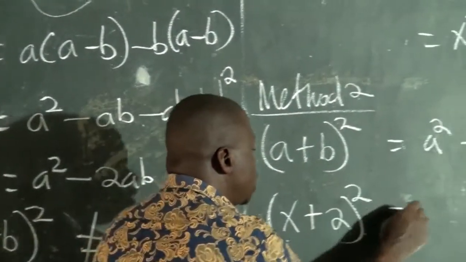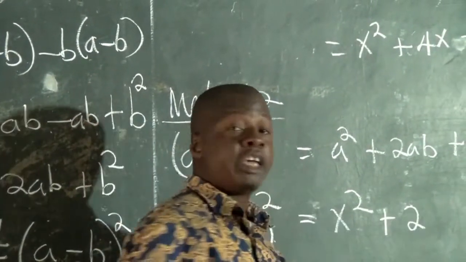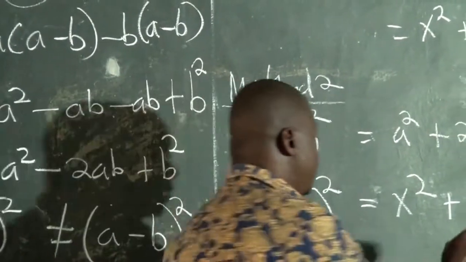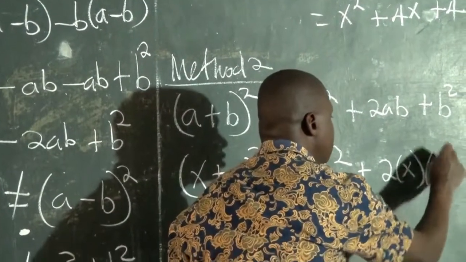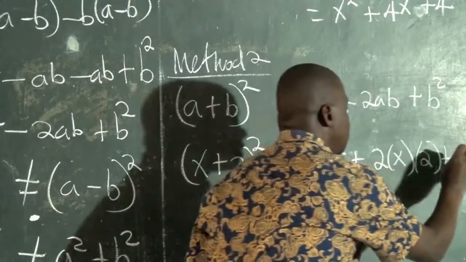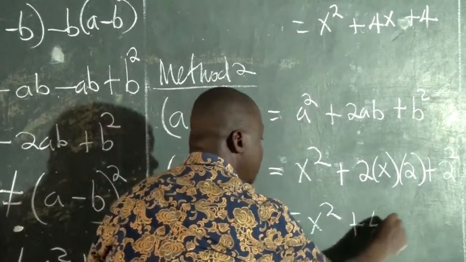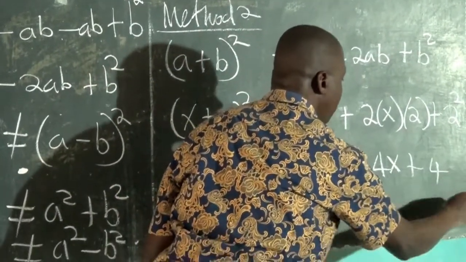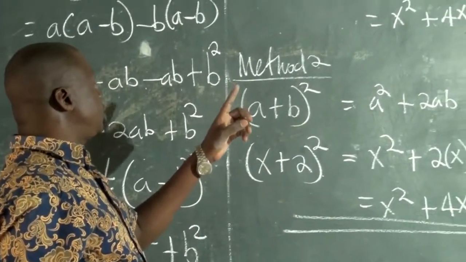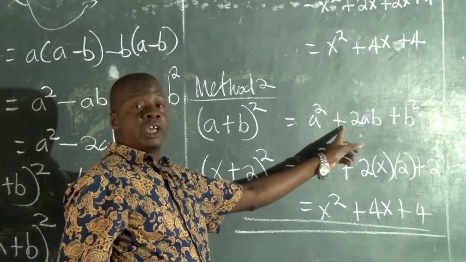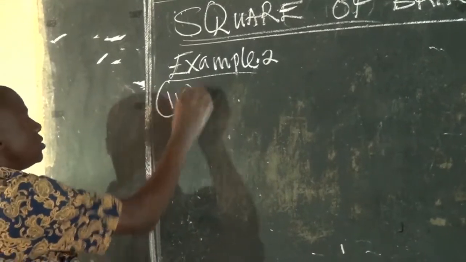So when you substitute in, this one gives you x squared plus 2 times a. Remember, our a is x, and our b is 2. This is 2. B is 2, that is b squared. This one gives you x squared plus 4x plus 4. It gives the same answer, meaning that the identity exists.